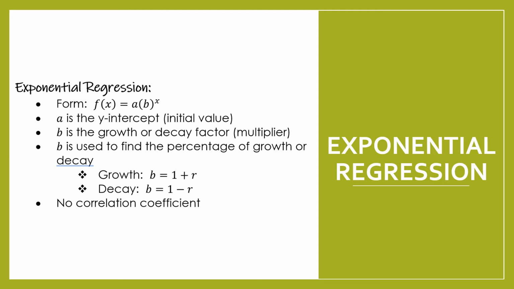If you were decaying by 5%, again, 5% is 0.05. 1 minus 0.05 would be 0.95 for decay. Exponential regression does not have a correlation coefficient.